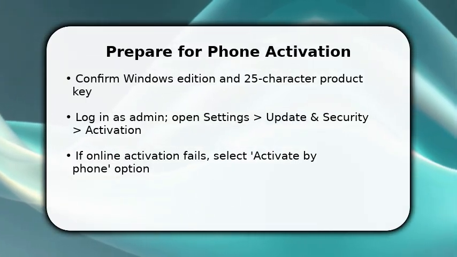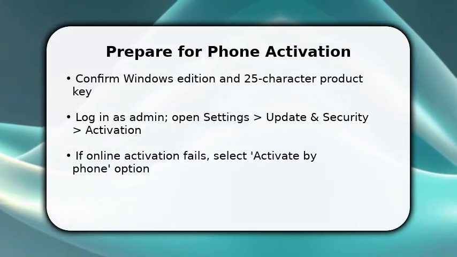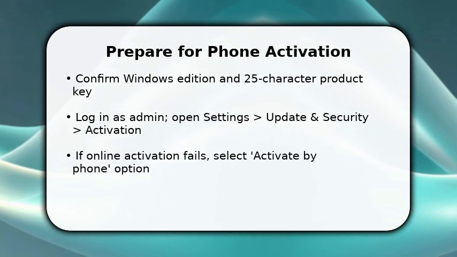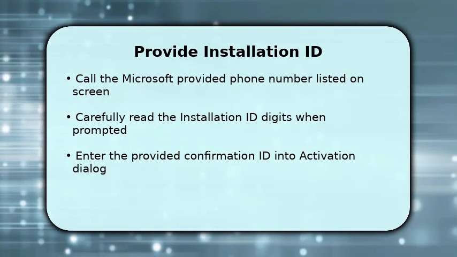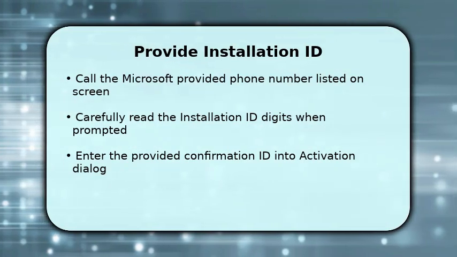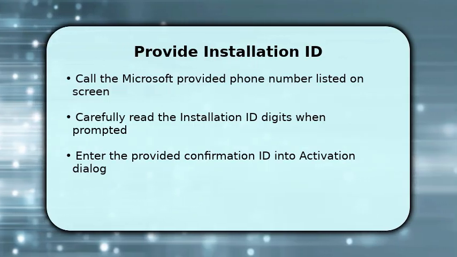The system will generate an installation ID that you'll read aloud to the phone system or an agent. Keep a pen and paper nearby for the confirmation ID you will receive. You'll now place the call to the phone number shown on screen. Use a landline or a quiet mobile to avoid misheard digits.